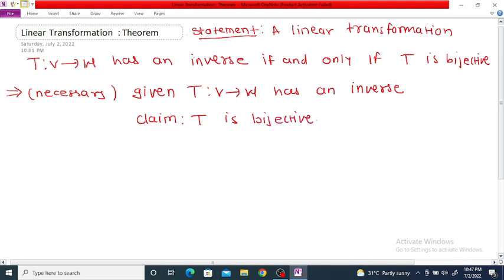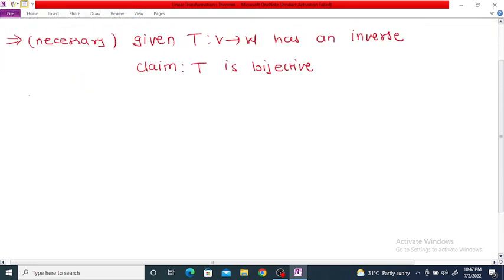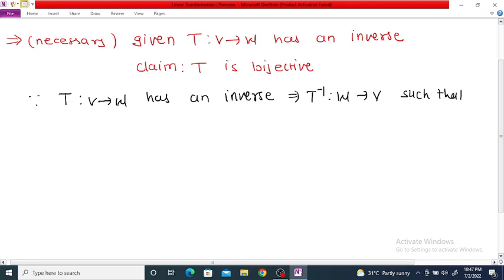Now, given that T is a mapping from V to W has an inverse, this implies there exists a linear transformation T inverse from W to V such that T of T inverse is equal to I_W, the identity transformation from W to W, and T inverse of T is equal to I_V, the identity transformation from V to V.